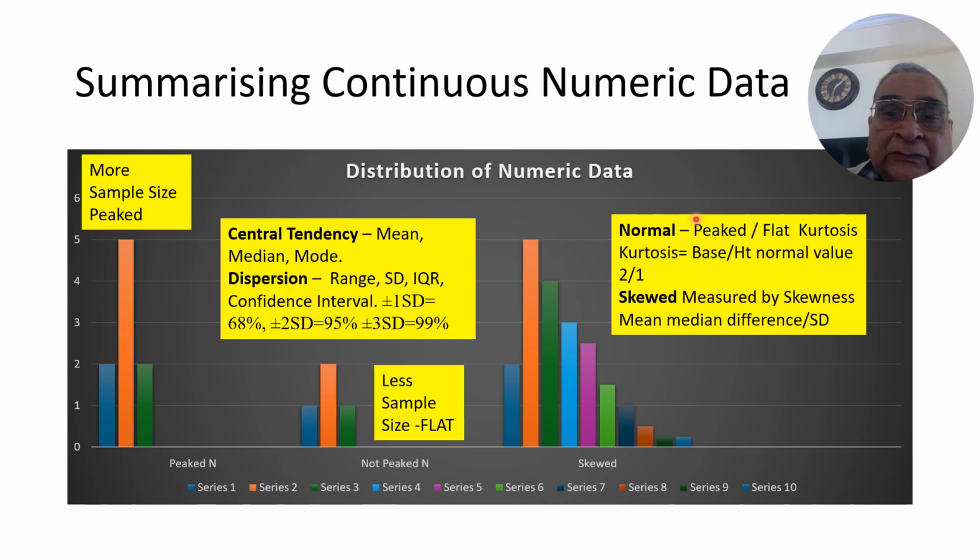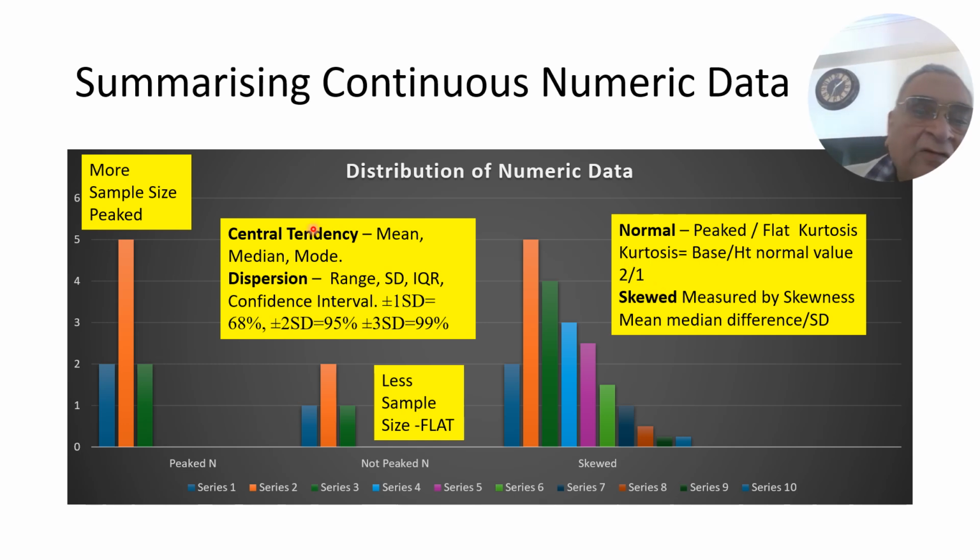Now, the normal curve can be peaked or flat. This is called kurtosis. Kurtosis is the ratio between the base of the curve and the frequency of the central tendency, and its normal value is base upon height, normal value is 2 upon 1. But of course, if the curve is flat or peaked, this kurtosis value will change. For the skewed curve, the skewness is measured on the right or the left side by multiplying the difference between mean and median by 3 and dividing it by standard deviation. So that is the measure of skewness.